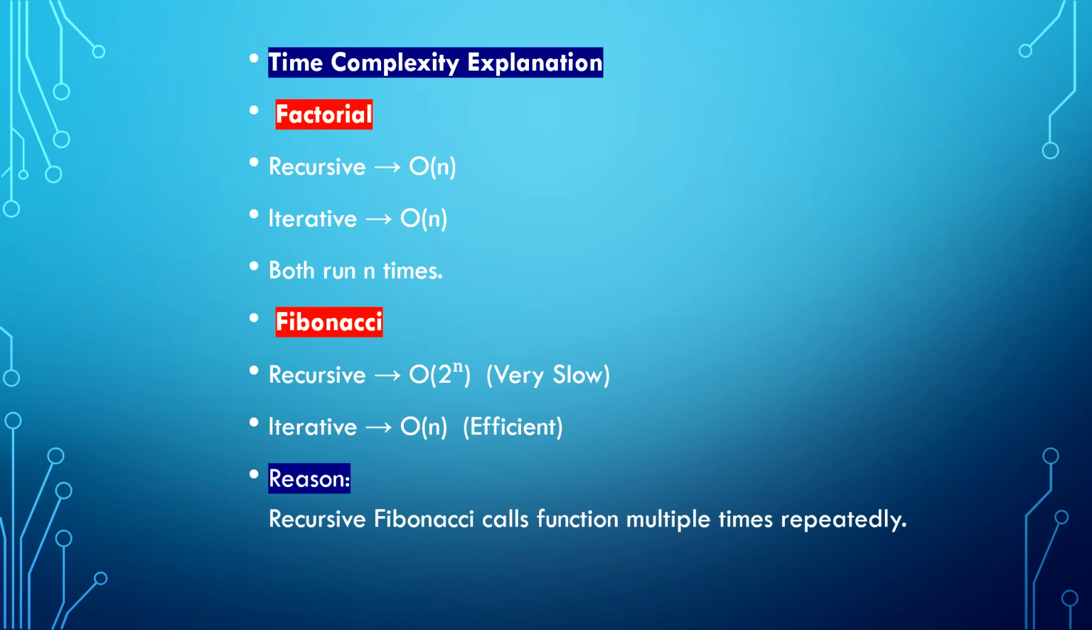In Fibonacci, the recursive method time complexity is order of 2 power n. It is very slow because it calls the function many times. The non-recursive Fibonacci time complexity is order of n. It is faster and more efficient.